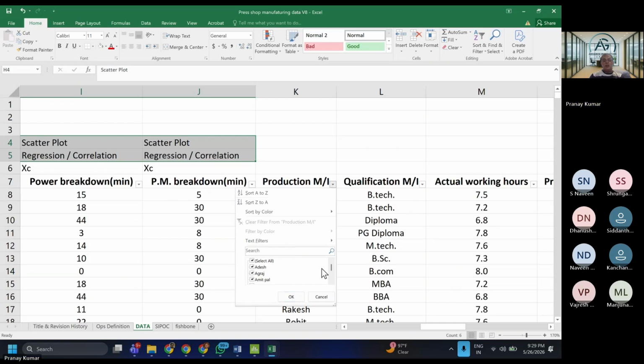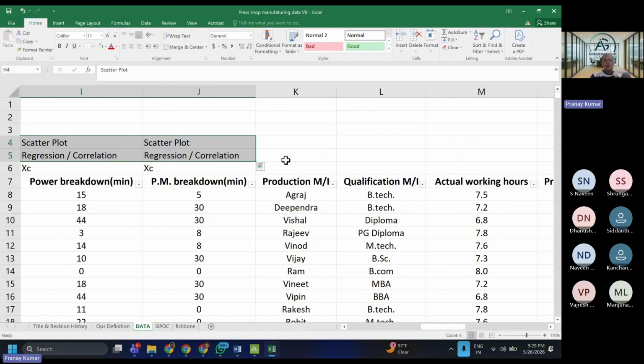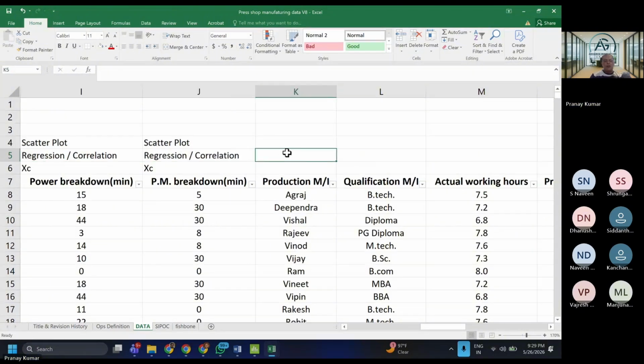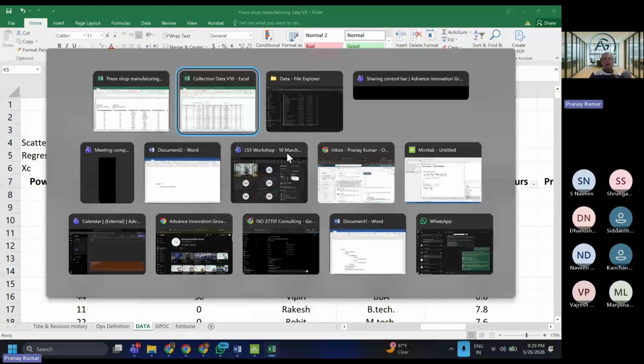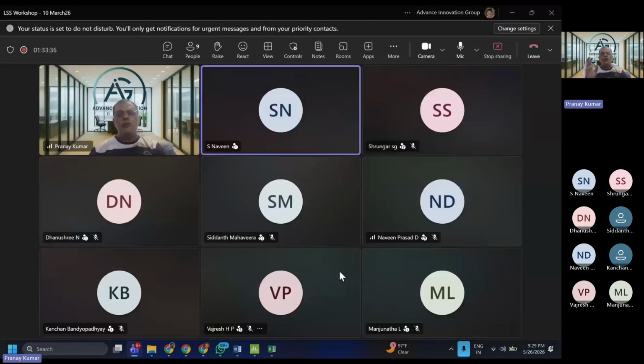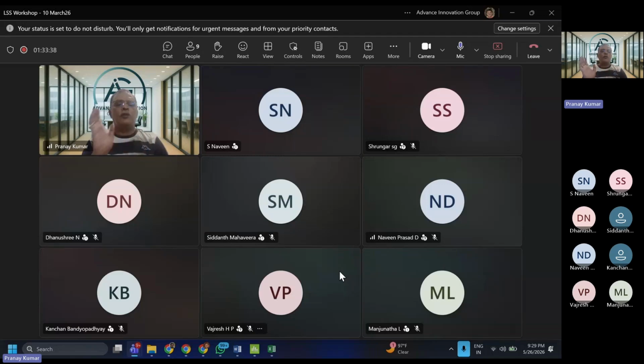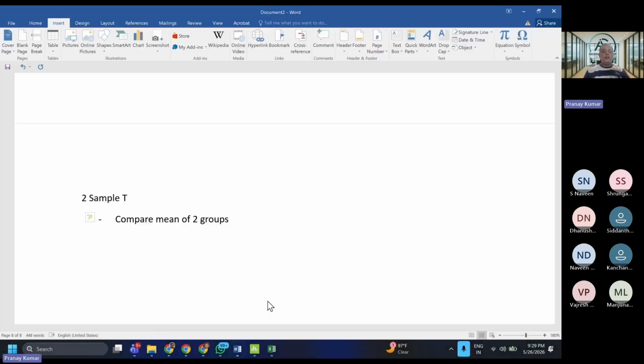Production manager or something greater than 2, again one way ANOVA. Do you understand, everyone? If your Y is continuous data and your X is discrete, then you have the option of choosing the 2T test or one way ANOVA test. 2T only when the X has 2 levels. If you have more than 2 levels, you are doing the one way ANOVA test.